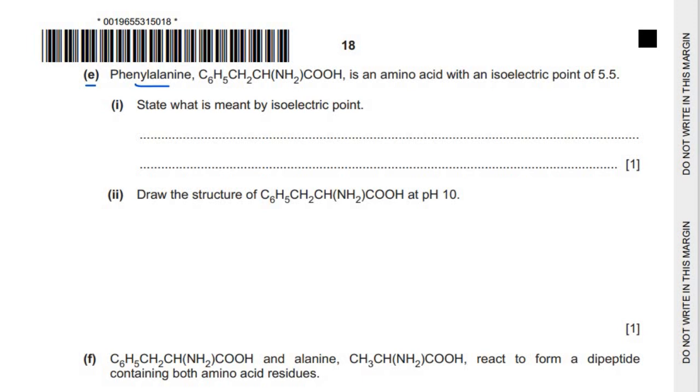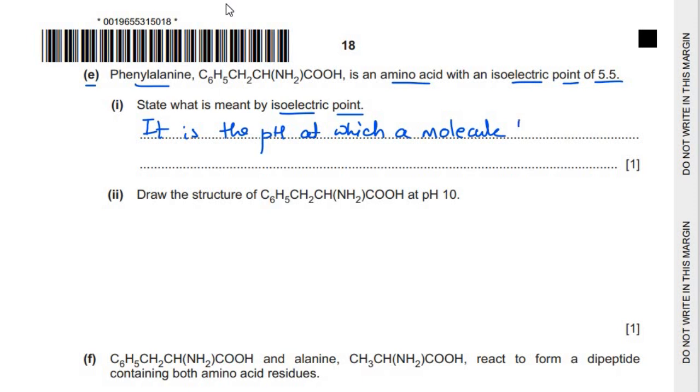Phenylalanine, shown here, is an amino acid with an isoelectric point of 5.5. Now state what is meant by isoelectric point. Isoelectric point is actually the pH. It is the pH at which a molecule, in our case amino acids, but we can write it is the pH at which a molecule has no overall charge, that is, it is neither positive nor negative.